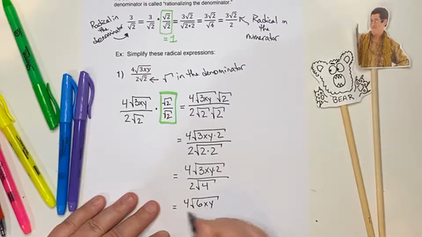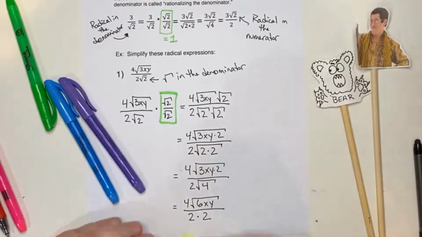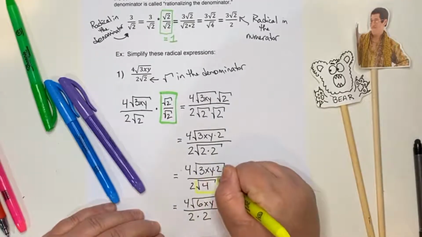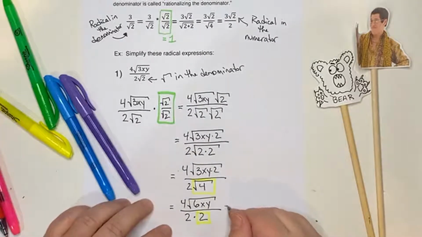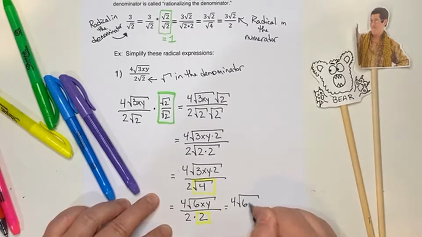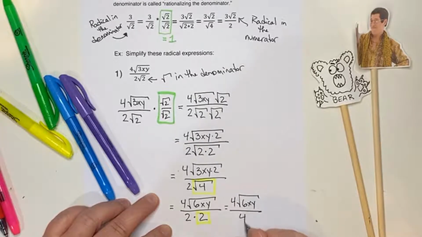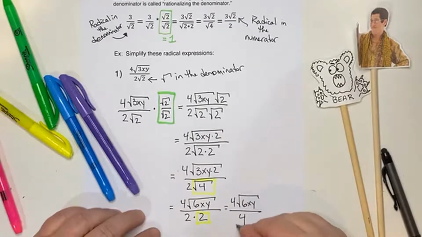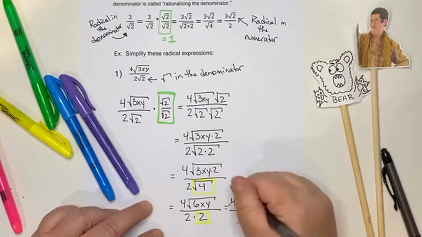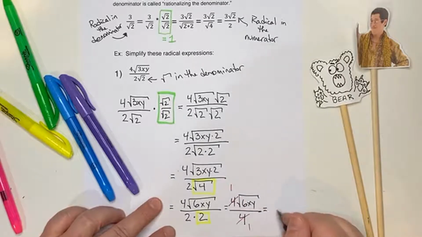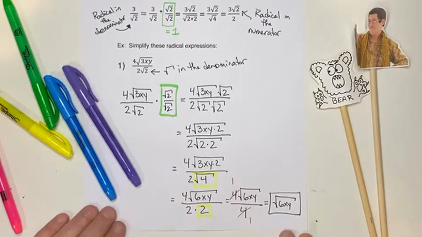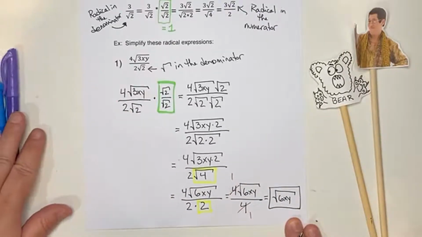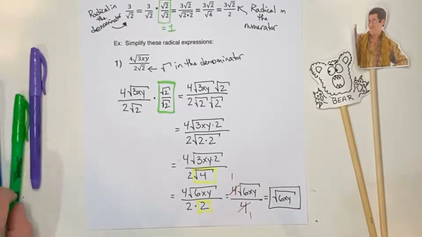I get 6xy. Down in the denominator, the square root of 4 is actually equal to 2. So then I just get 4 times the square root of 6xy all over 4. And then wait a minute, I can reduce the 4s. And so then all together, I get radical 6xy. Woohoo! So far, so good. Hopefully that all makes sense.